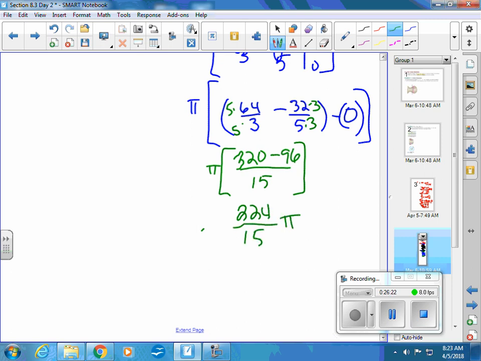Is anybody checking me on these? I'm just pulling these numbers out of the air. Does that reduce? 3 does not go into it. 5 does not go into it. So no, it does not. Okay, units cubed.